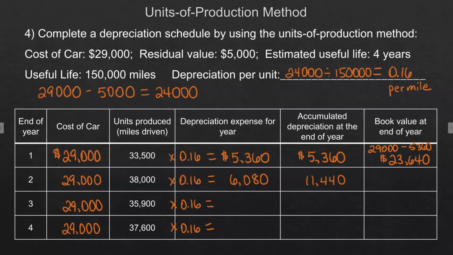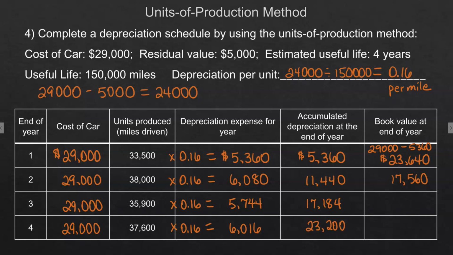Oh, I'm not going to put the dollars on every single one. So 17,560, and we just keep going. So this year for year 3 is 5,744. For year 4 is 6,016. So I'm going to add 5,744 on this next line for year 3 and add 6,016 for this one.